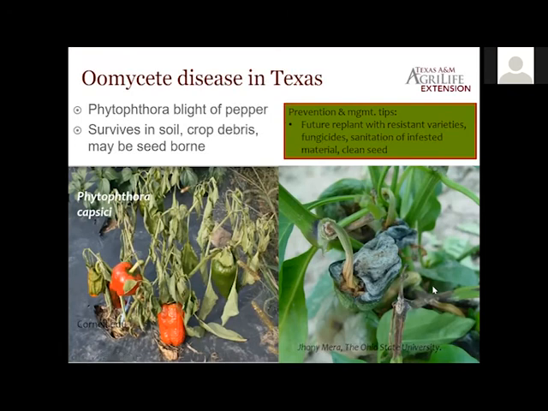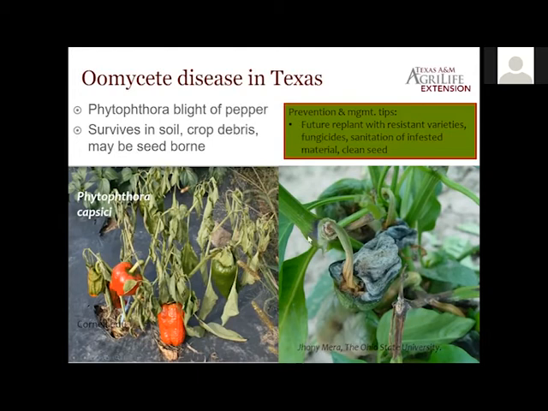All right, so some common things that I see with this here in Texas are Phytophthora blight of pepper. It survives in the soil and crop debris. So let's imagine this sad little pepper were to drop down, and if it got left there in the field, it could serve as a source of inoculum for next year. So policing this stuff is very important.